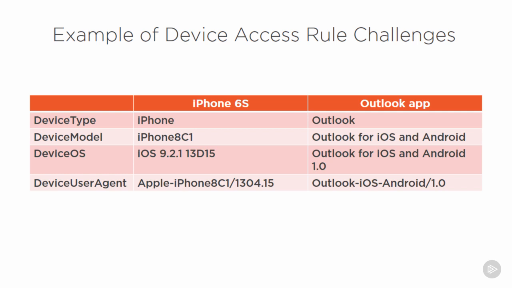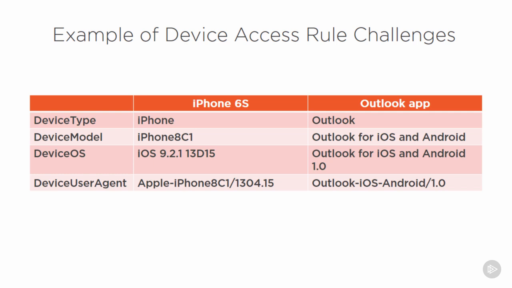And here's a really good example of why. If you had an iPhone and you were using the native mail application on that iPhone, Exchange would see a device type of iPhone, a device model of iPhone 8C1, that's for an iPhone 6S, a device OS of iOS 9.2.1.13D15, and then a device user agent of Apple-iPhone 8C1/1304.15. So you might take the decision to block the iPhone 6S based on any one of those 4 characteristics.